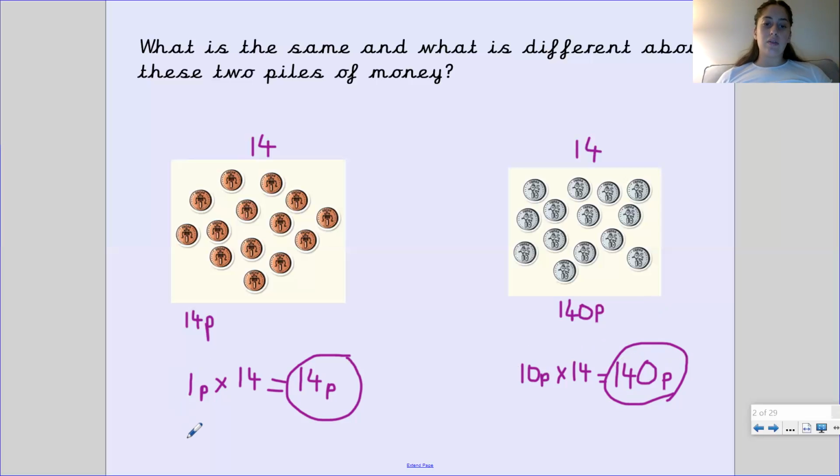Is there a rule that you can come up with when multiplying a number by 10 compared to if you were to multiply it by 1? Well, if we multiply one number by 1 and we multiply the same number by 10, all we would need to do is add a 0 to the answer.